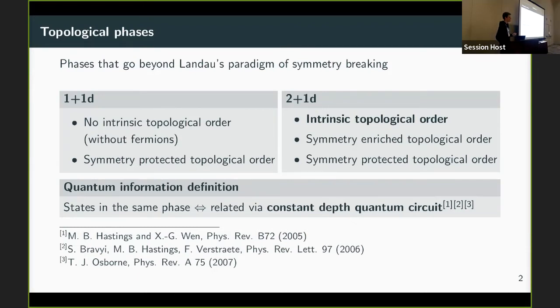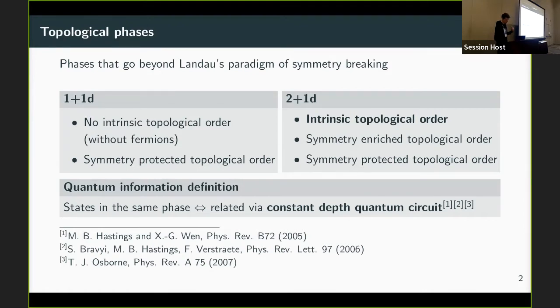But you do have symmetry protected topological order in 1+1D. So if you enforce that your states have a certain symmetry, then you will find that there is some kind of topological order there. In 2+1D, the situation is different. There is intrinsic topological order in 2+1D, and that is what this talk will be about. Then you also have symmetry protected topological order in 2+1D, and symmetry enriched order, which is kind of in between intrinsic topological order and symmetry protected topological order. I will not be talking about those.